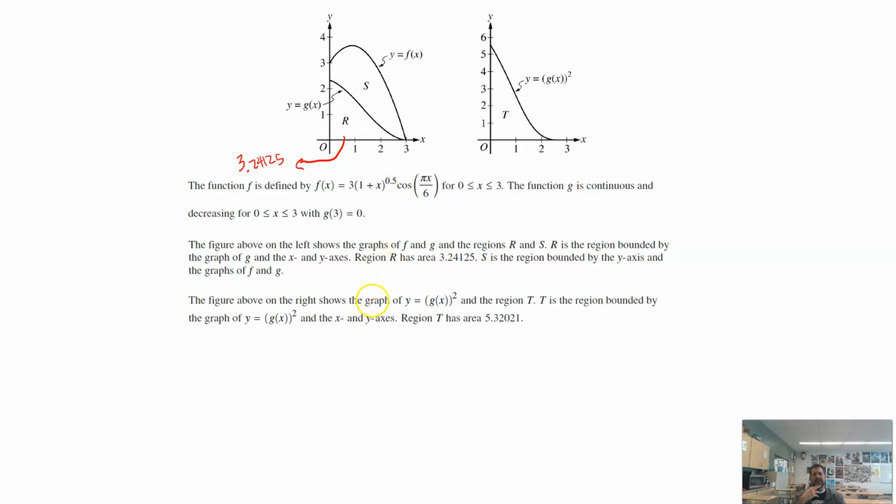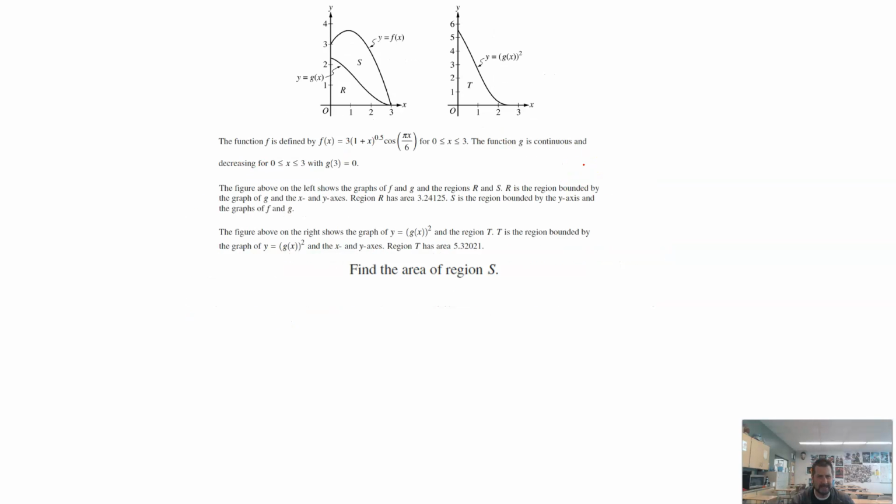The figure above on the right shows the graphs of y equals g of x squared, really weird, and the region T. Then it tells us that this area T has an area of 5.32021. Again, very strange that they give us those, different than a lot of the other problems we've looked at. Well, letter A says find the area of region S.